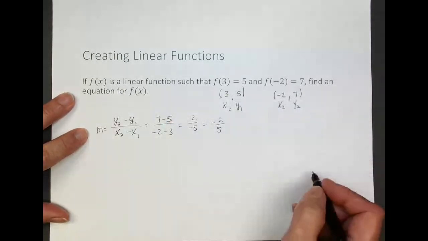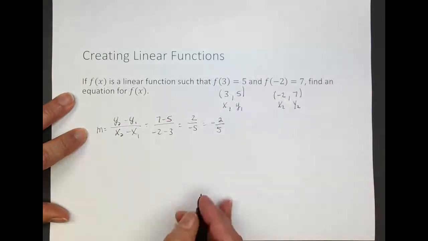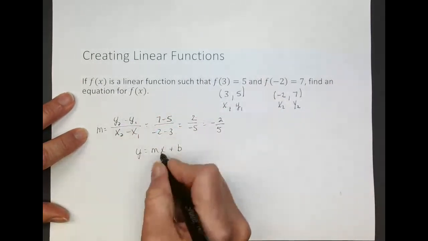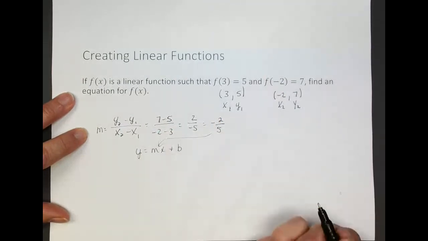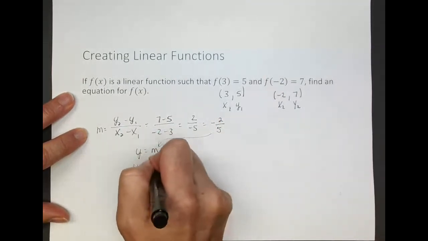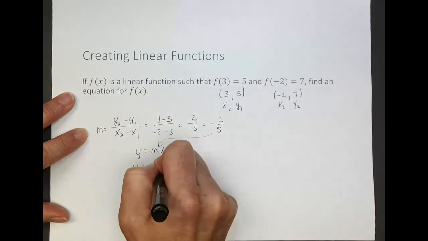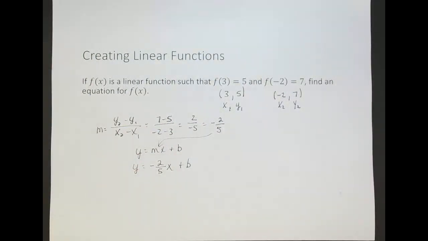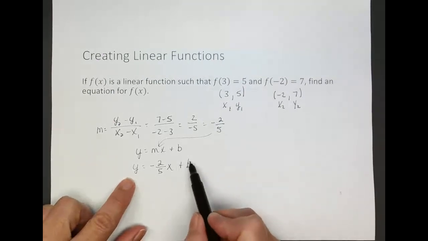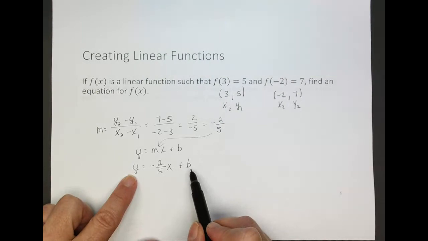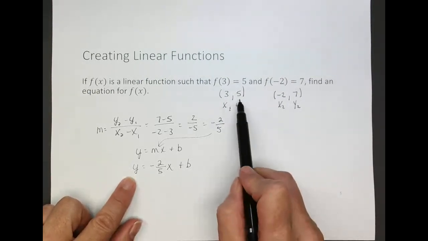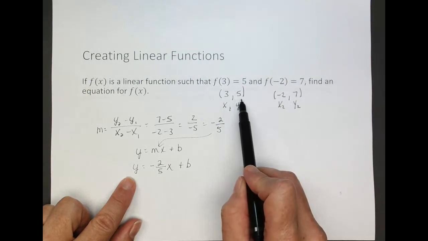All right, so if I want to find this equation, say in my standard form, y equals mx plus b, I now know what m is. It's negative 2/5, right? So I can say y equals negative 2/5 x plus b. Okay, so I've got part of this equation, right? I just don't know what that initial value or that y-intercept is going to be. So how might I find that? Well, I do know 2 points that satisfy the equation.